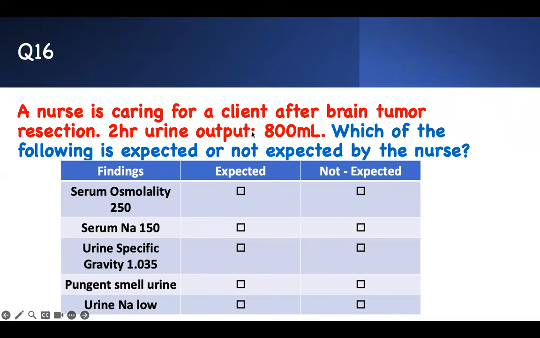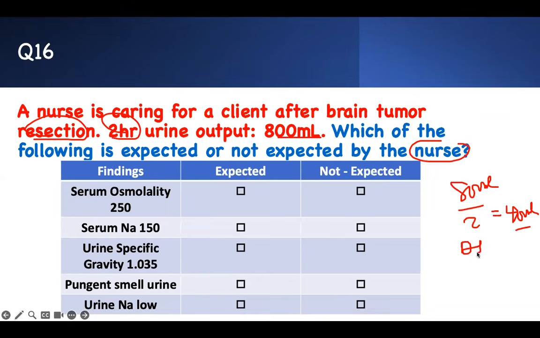Another question. Which of the following is expected or not expected by the nurse? What is the problem? A nurse is caring for a client after a brain tumor resection, had surgery 2 hours ago. Urine output is what? 800. That's too much in 2 hours. That means the client is peeing 400 ml per hour. And you know something is wrong, right? This may be diabetes insipidus. Okay, it's not mellitus, insipidus. I'm peeing too much in a very short time, 400 an hour. By the end of the day, it's over 4 liters.